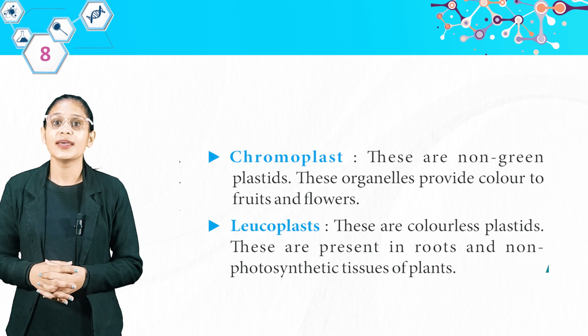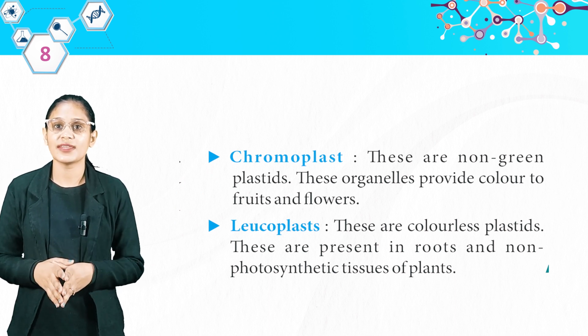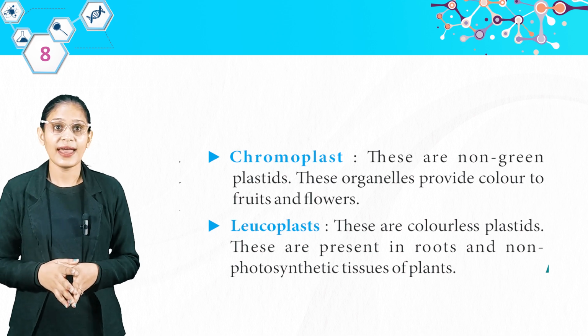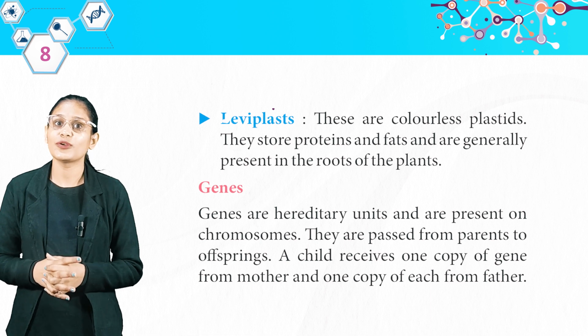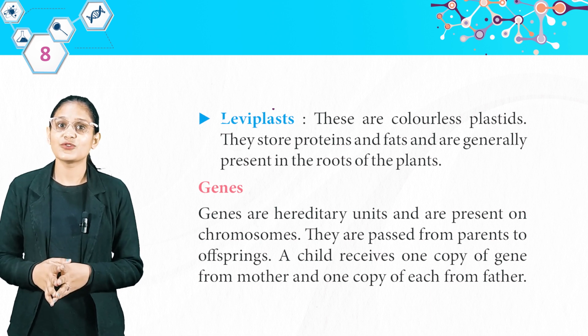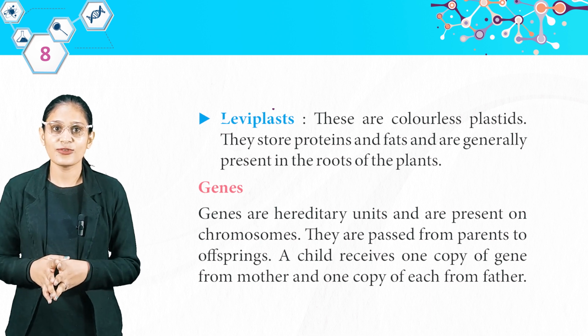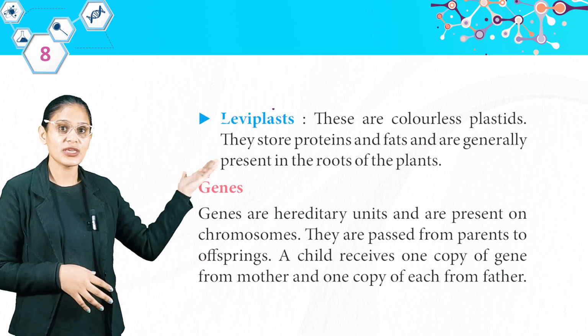Then leucoplasts. These are colorless plastids. These are present in roots and non-photosynthetic tissue of plants. Now we have Leviplasts. These are colorless plastids. They store proteins and fats and are generally present in the roots of the plants. So students, ये कहाँ मिलते हैं आपको? ये colorless होते हैं और ये प्रोटीन और फैट को क्या करते हैं? स्टोर करते हैं.